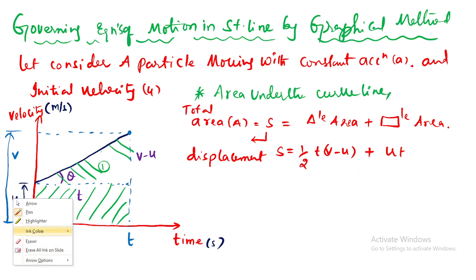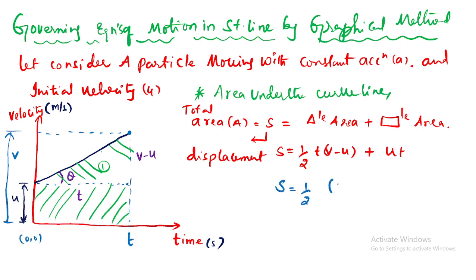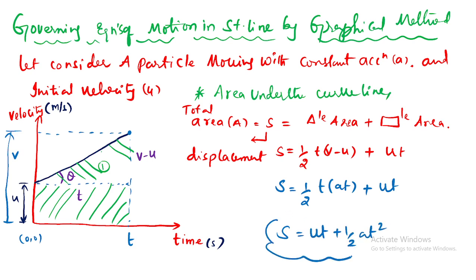The next situation, what happens here? So s is equal to half into, instead of v minus u, what can I write? at can I write? Plus ut can I write? So the total formula is converting into ut plus half at square, which is your second governing equation.